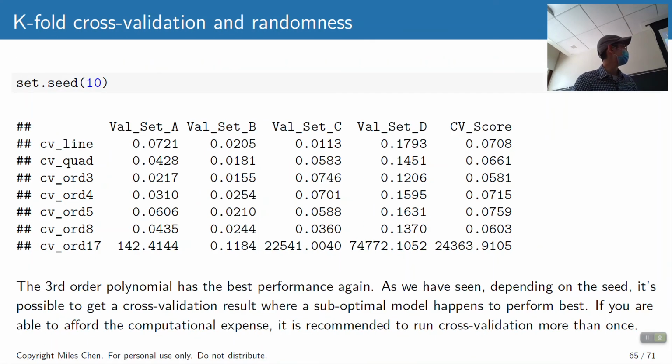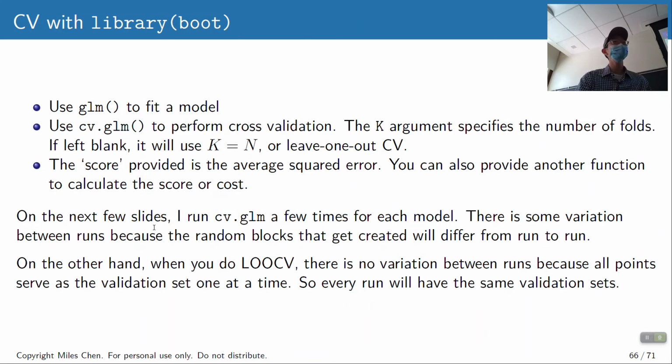Fortunately, if you actually want to do something, you can just use something like library boot. You can do cv.glm, and you can specify an argument k, and that will be how many folds you want. K is equal to the number of folds. Now, by default, k is equal to n, and so if you have n observations and n folds, then that's equivalent to leave one out cross-validation.